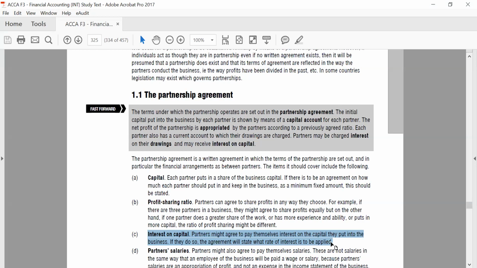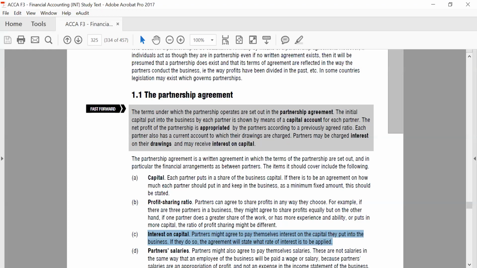So interest on capital is a reward to the partners paid by the partnership. And when I say by the partnership, I mean the organization. When it gets money from the partners as capital, on a yearly basis the partners can agree to pay themselves back an amount of money, which we call the interest on capital. As we can see, interest is a reward to capital. So that is very important.